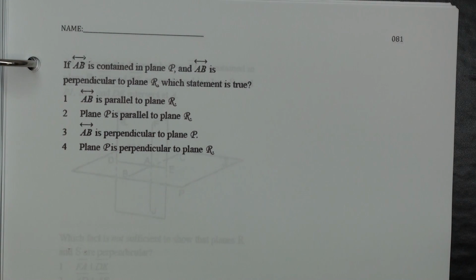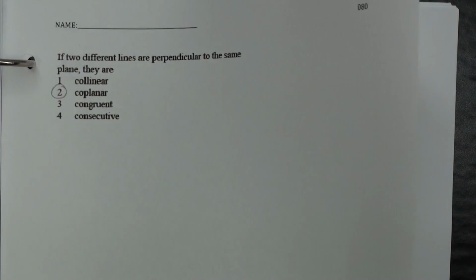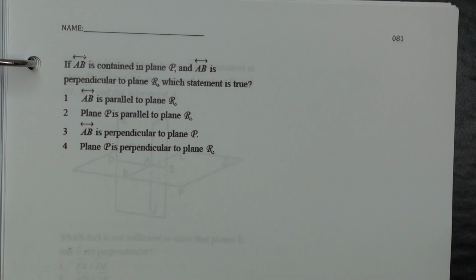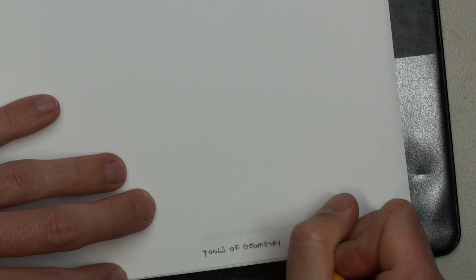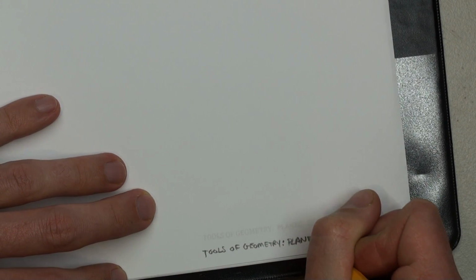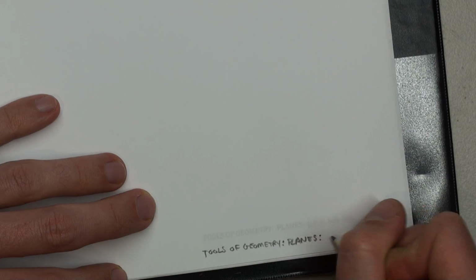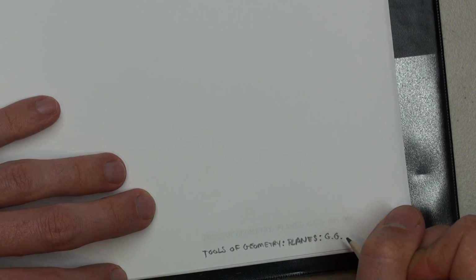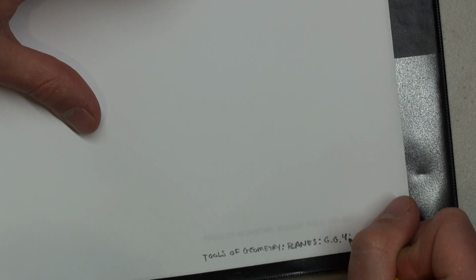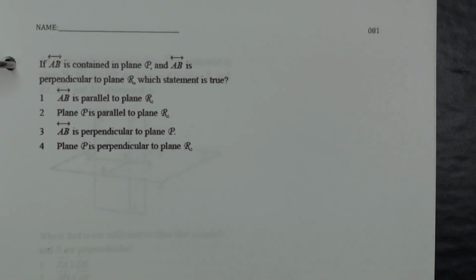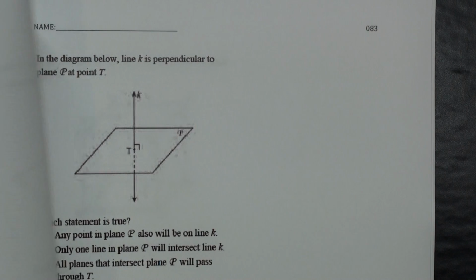Then we have, let's see. This one down here at the bottom should say Tools of Geometry, Planes, G4 080. Yeah, we're probably going to have to change this one a little bit.